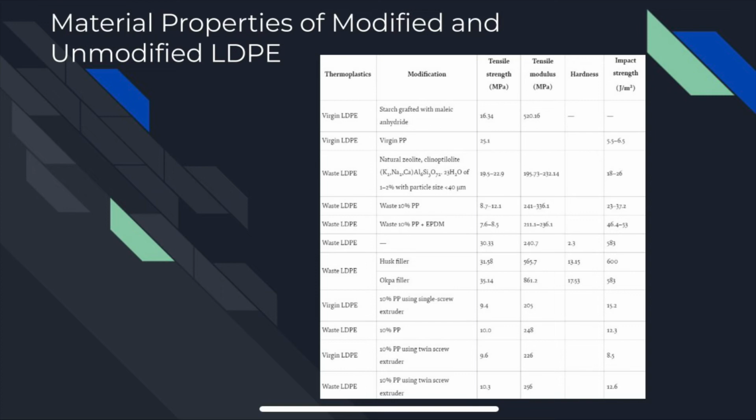So low-density polyethylene is a common thermoplastic used in plastic film, grocery bags, sandwich bags, and many more products. This table shows the material properties of unmodified and modified low-density polyethylene. So many different types of modifications were tested on virgin and waste LDPE. Some of these modifications, for example, include adding a polypropylene, which actually increased the tensile strength and the tensile modulus. The goal of this testing was to see if these modifications could improve the mechanical properties. In doing so, this could allow for recycled LDPE to be used in different ways.